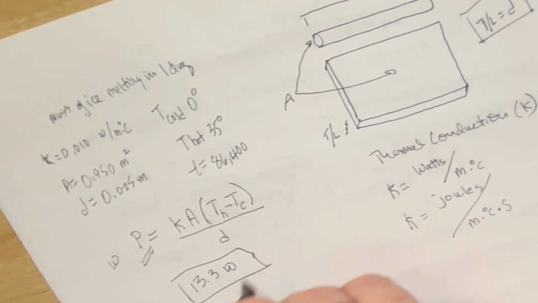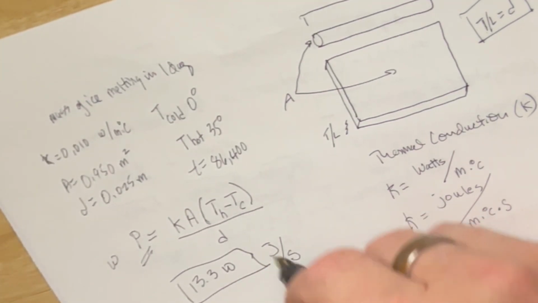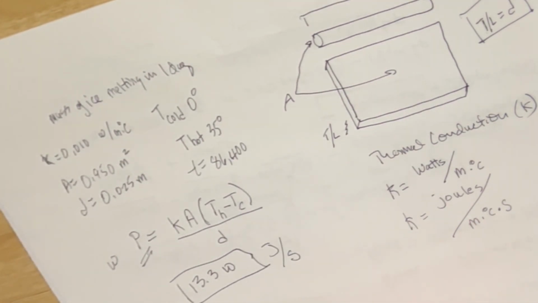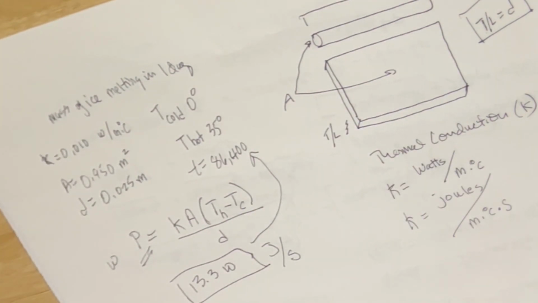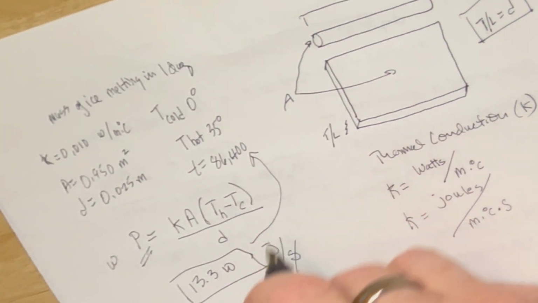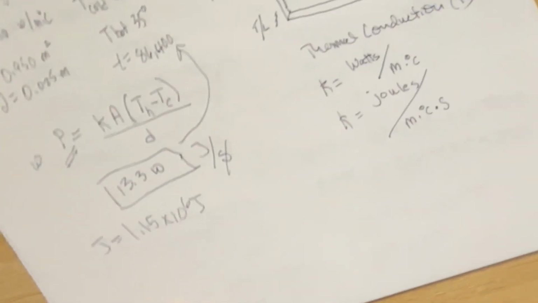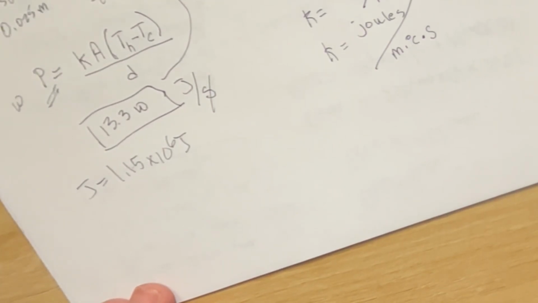Okay, so what is that? That's joules per second. The next thing we have to do is see how many joules in 24 hours. The way that we do that is we take 13.3 and multiply it by the number of seconds. That makes the seconds cancel out, and it leaves us with an answer in joules. And that's 1.15 times 10 to the 6 joules. So far, this is pretty straightforward.